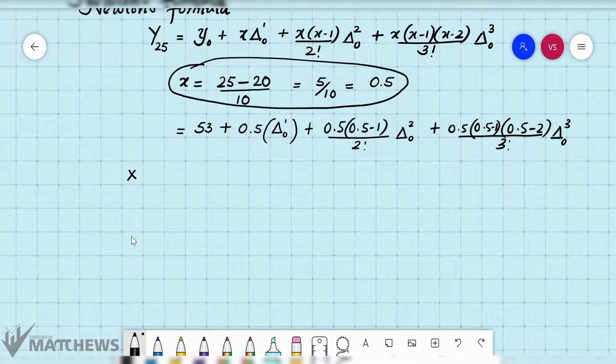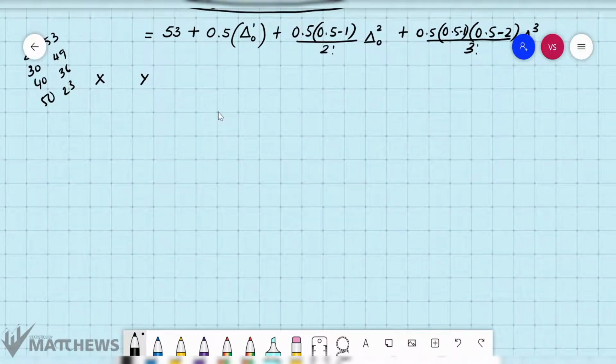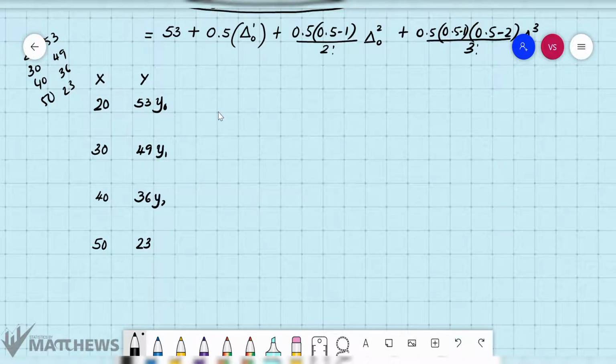This is x and this is y for us, students. The values of x that we have here are 20, 30, 40, 50, and the corresponding y values are 53, 49, 36, 23. I have written it roughly so that it will be easy for me to do this. The value of x is 20, the next value is 30, the next is 40, the next is 50. The corresponding y is 53, then 49, then 36, then 23. So for me, this is y naught, this is y1, this is y2, and this is y3.